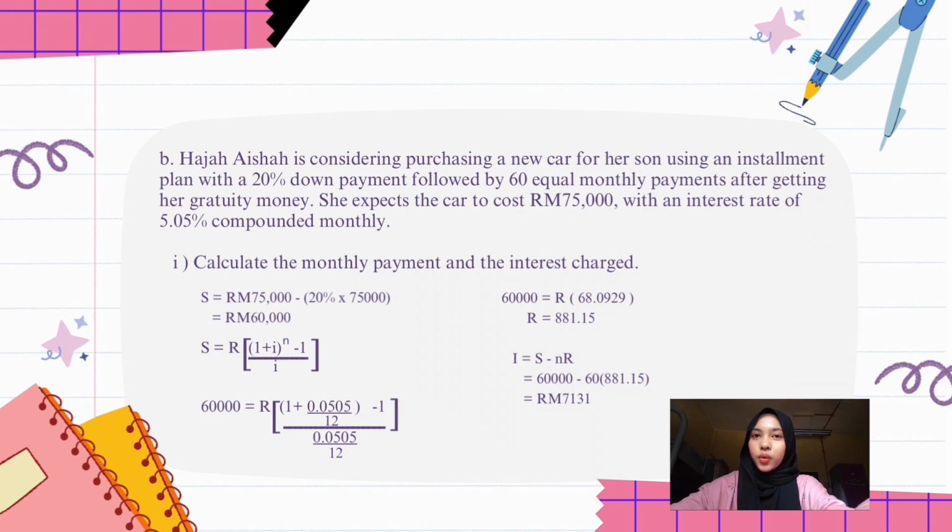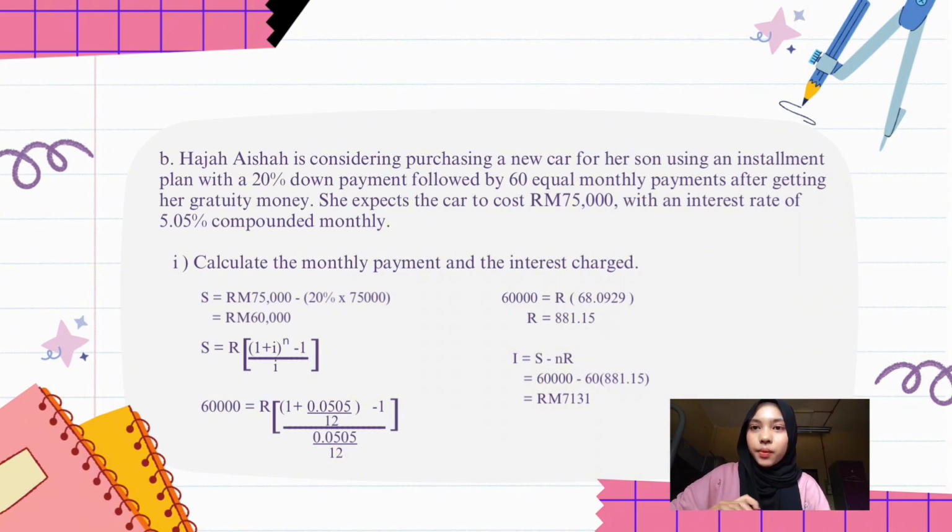To find the answer, we need to use the formula S equal to R multiply 1 plus i power n minus 1 over i. So first thing first, we need to find the new S. The cost of the car needs to minus the 20% down payment. So RM 75,000 times 20% equal to 15,000. Then RM 75,000 minus RM 15,000 equal to 60,000. So we get RM 60,000 for the new S.